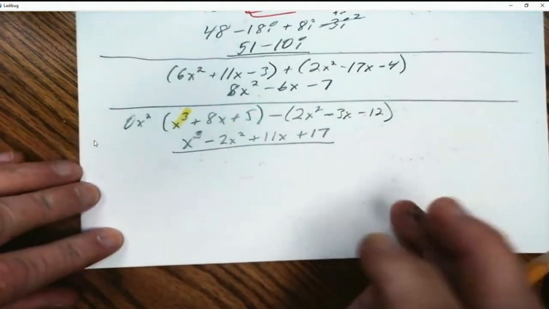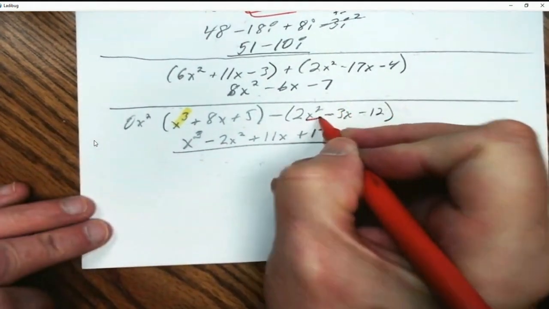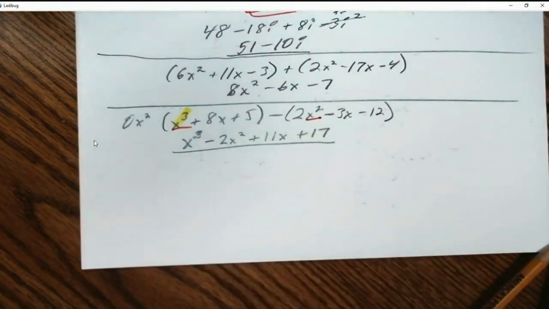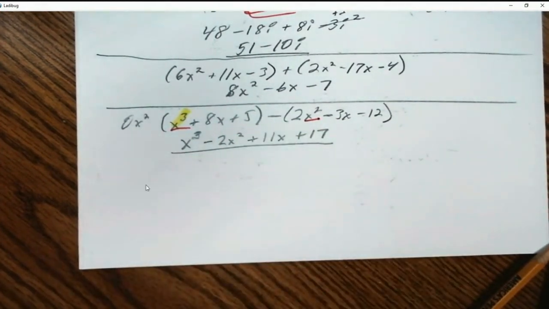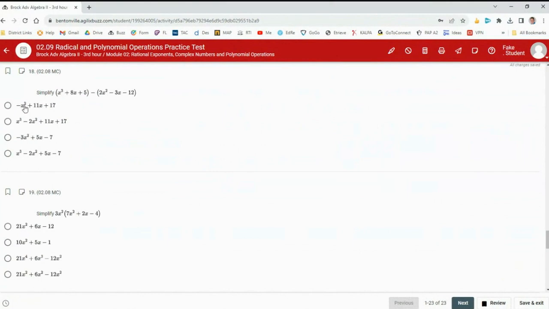So that's our answer. They got tricky with this when they did an x squared over here and an x to the third over here, and neither one of them exist in the other terms. So those just come down as a subtraction. So x to the third minus 2x squared plus 11x plus 17. Two of these don't even have an x to the third, so we know they're wrong right off. But there's the one that we had on our paper: x to the third minus 2x squared plus 11x plus 17.